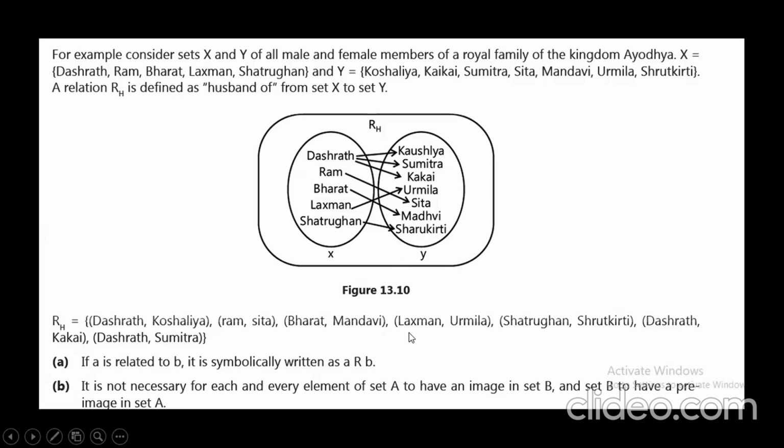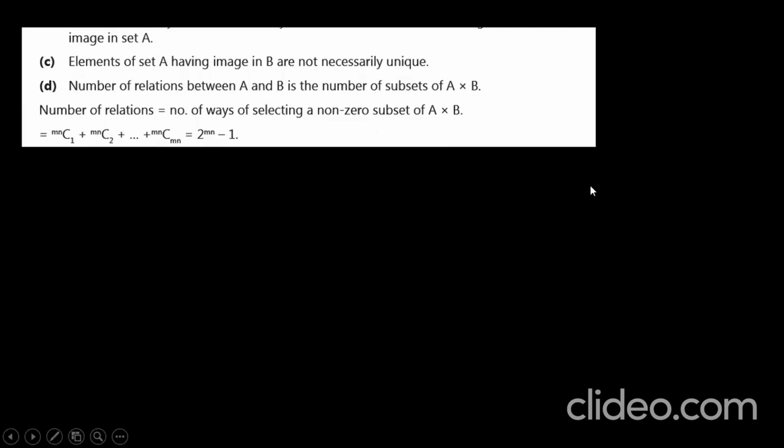ARB. It is not necessary that each and every element of set A has an image in set B, or that each element of set B has a pre-image in set A. It is not necessary that each and every element should have an image here. Elements of set A having an image in B are not necessarily unique.